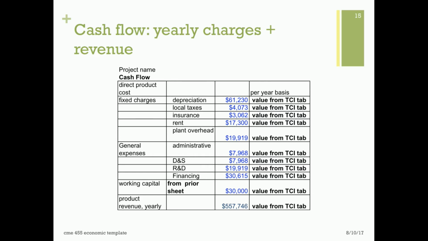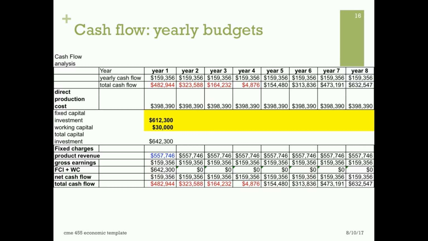Okay, cash flow is done the following way. We've got all these coming from other tabs. We've got fixed charges. You remember some of these as being depreciation, local taxes, insurance, etc. General expenses, working capital. This is something that needs to be paid for up ahead. The yearly product revenue. Once we have those numbers and the capital investments, we're ready to do the cash flow.